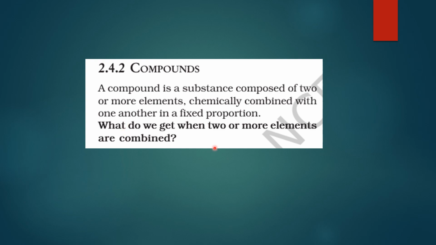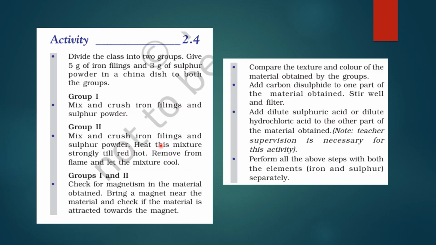So what do we get when two or more elements are combined? We get a compound, right? So अब हम एक एक्टिविटी देखते हैं, एक्टिविटी 2.4. हम क्या करेंगे? We will divide the class into two groups. So 5 grams of iron filings, 3 grams of sulfur powder in a china dish we are giving to both the groups. Okay. Group 1 में हम क्या कर रहे हैं?